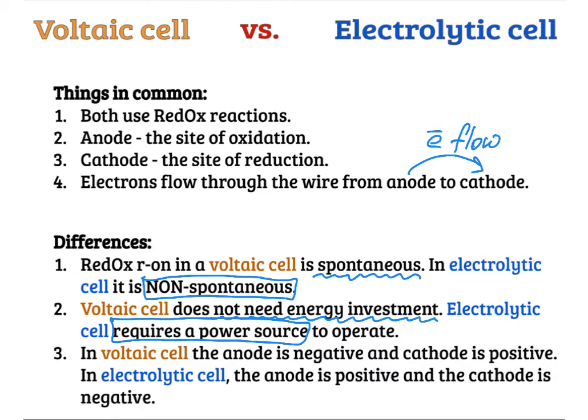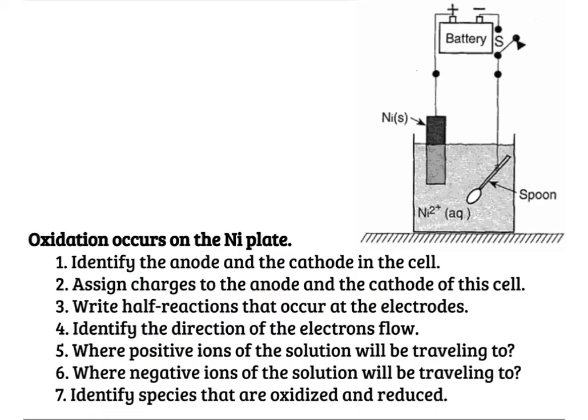And in voltaic cell, the anode is considered to be negatively charged and cathode is positive. In electrolytic cell, the signs are switched. The anode is positively charged and cathode is negatively charged. Still, the flow of electrons in electrolytic cell or voltaic cell will always be from the anode to a cathode. Let's try to use this diagram to answer all these questions.